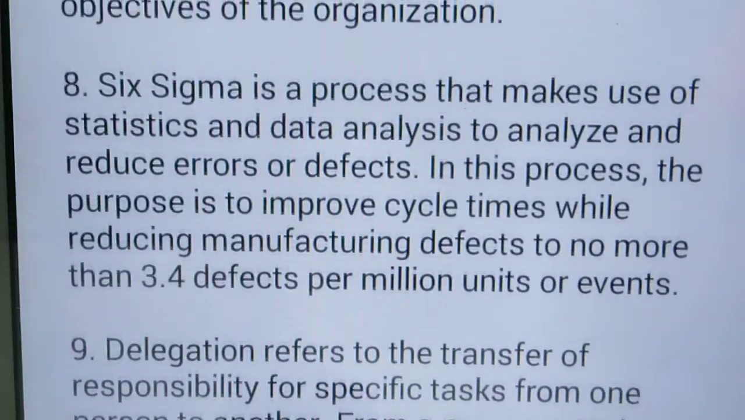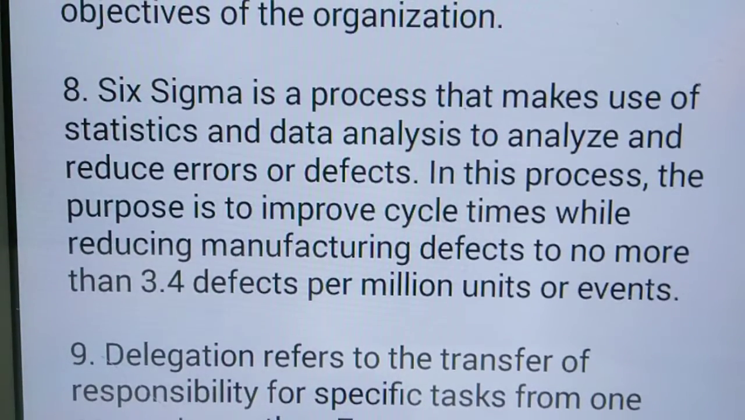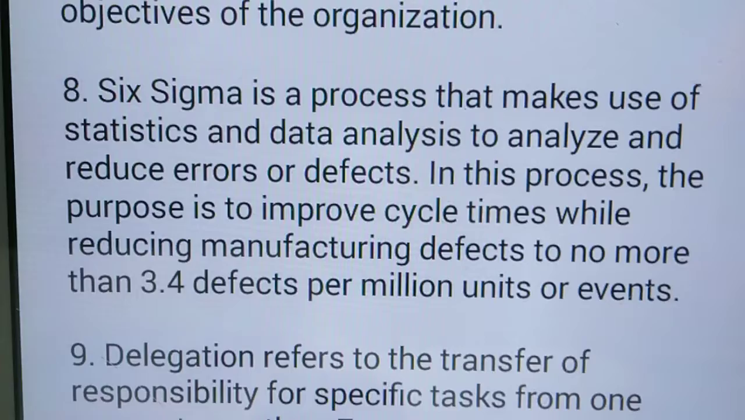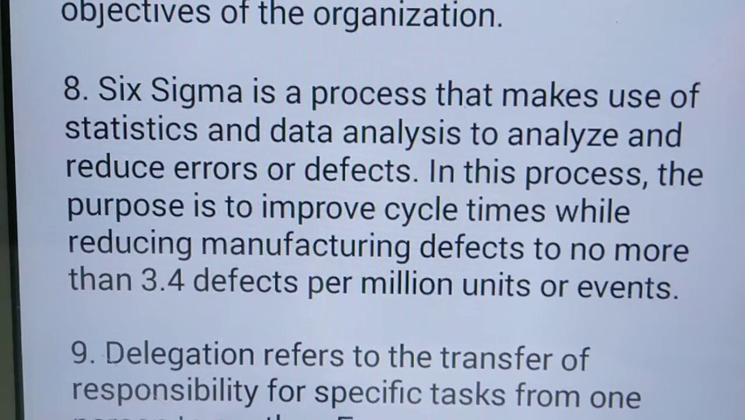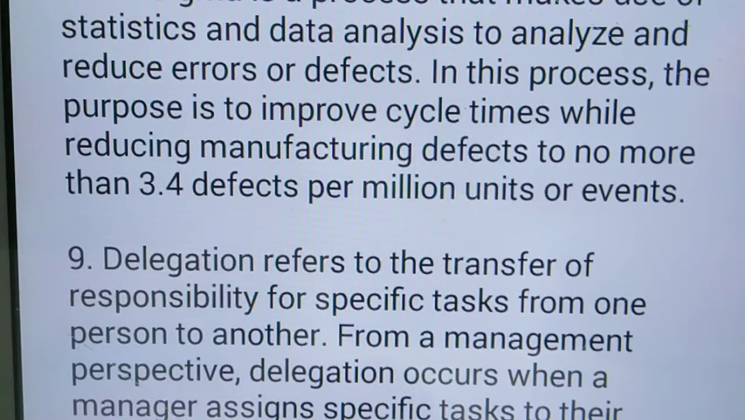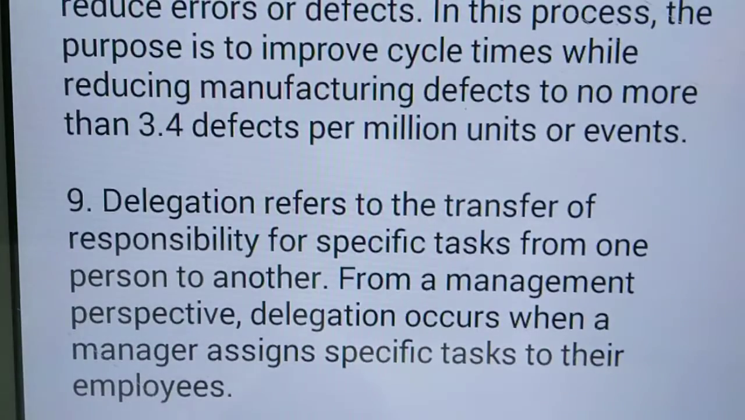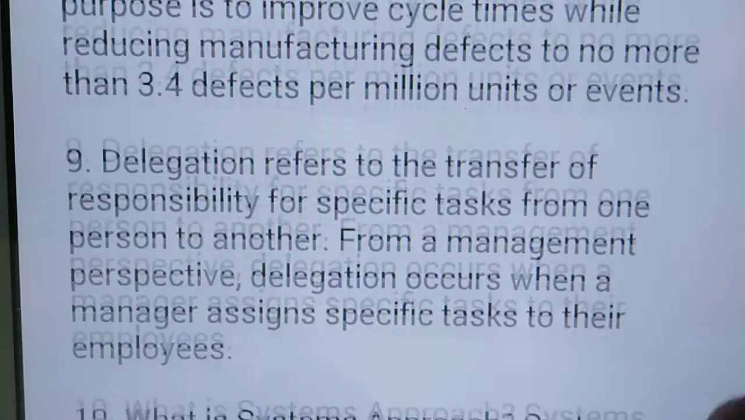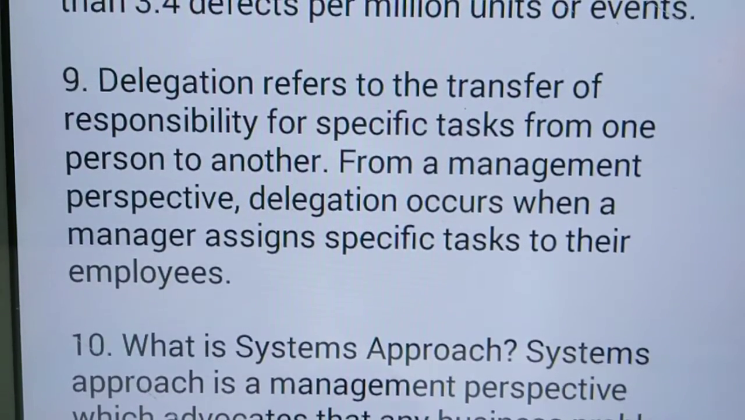Six Sigma is a process that makes use of statistics and data analysis to analyze and reduce errors or defects. In this process, the purpose is to improve the cycle times while reducing manufacturing defects to no more than 3.4 defects per million units or events.